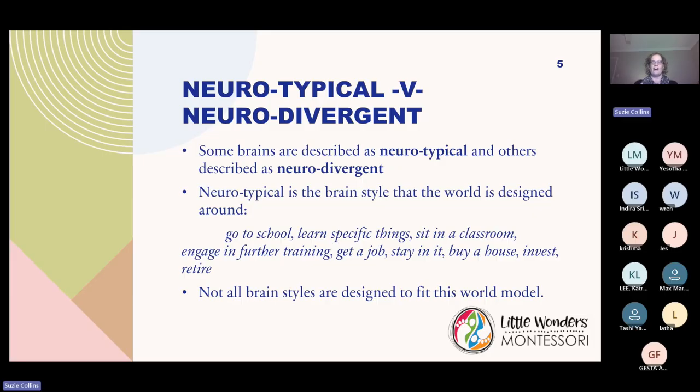Our world is designed around people who need to go to school, they have to learn specific things, they sit in a classroom, they then go and do some sort of further training, usually get a job, and stay in that for long periods of time. Somewhere along that line, they buy a house or start families. You might invest some funds, and then somewhere along the end of that spectrum of life, we retire. But the world that we live in isn't always designed for all brain styles. It's really designed for what we would typically call neurotypical.